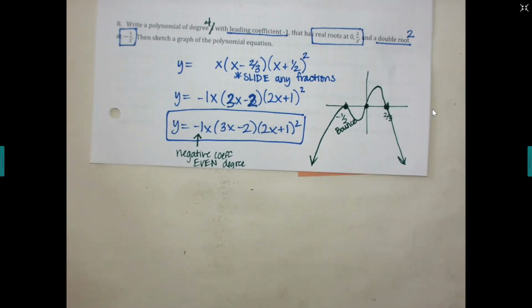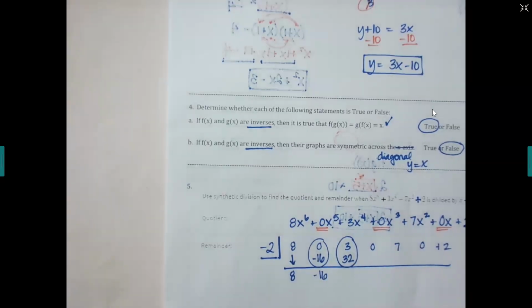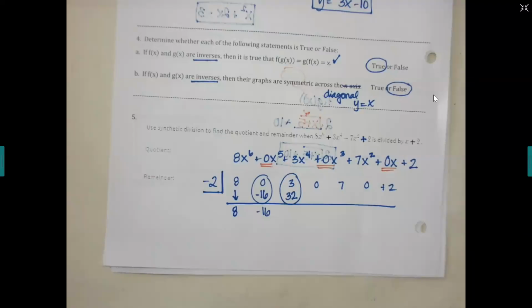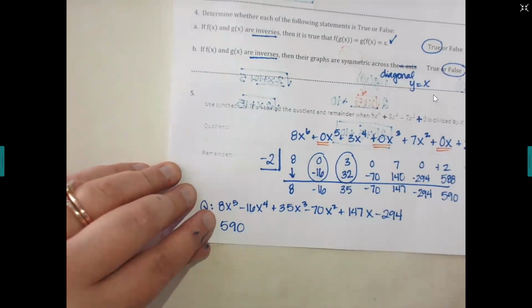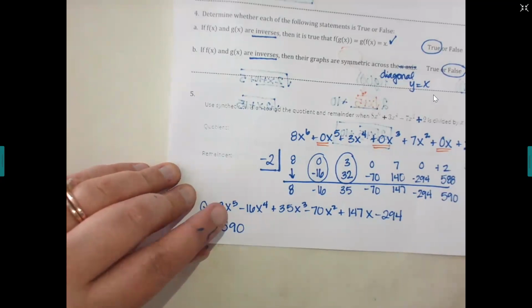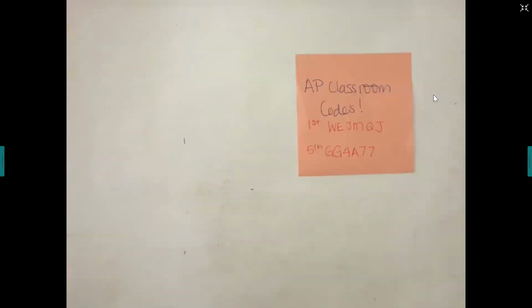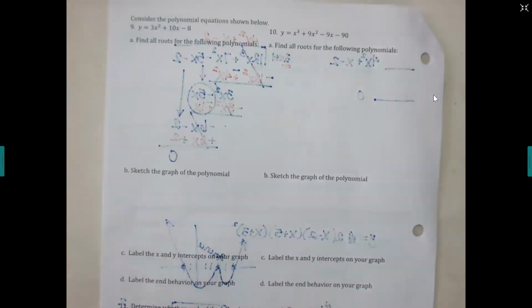I think we did it right. And then in case you're wondering, number 5, your remainder should have been 590. That is kind of a weird remainder, but I think on your CIA, it's kind of a big number too. So number 5, 590 was your remainder.